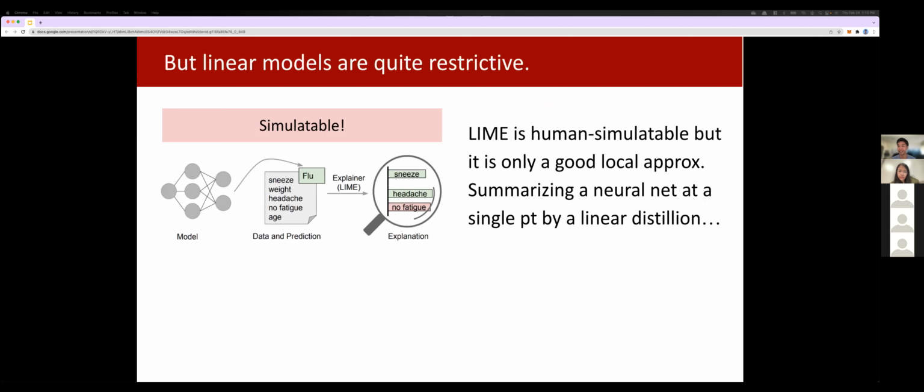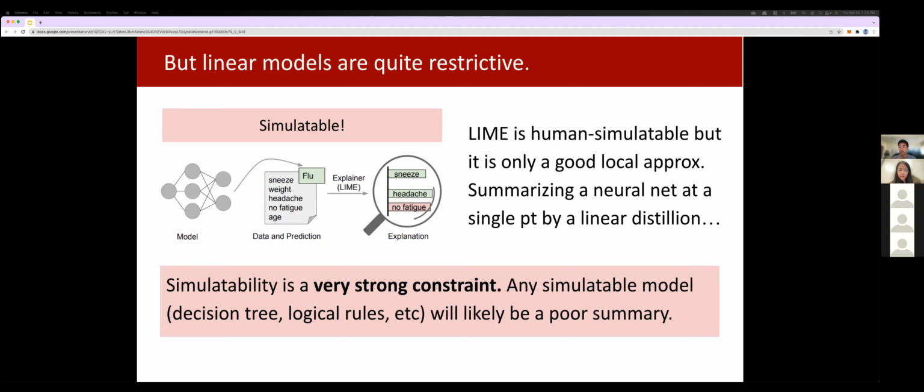So are we done? Is Lime the end-all be-all? I think no, because we still want more. Lime is a nice local approximation, but I want something that's global in general. I want something to tell me what the model is doing as a whole, not just why it made this particular prediction.